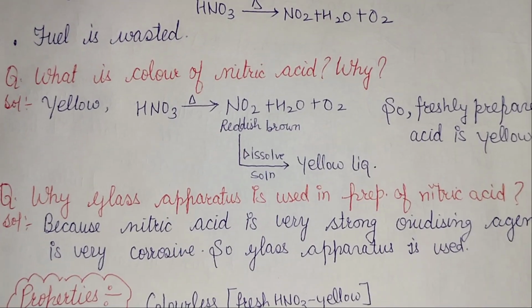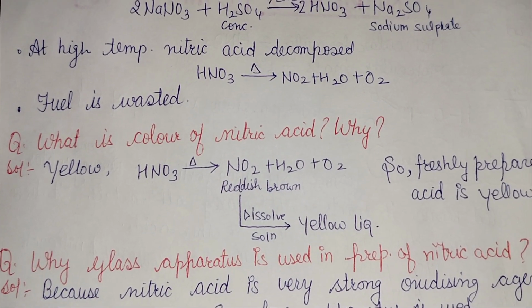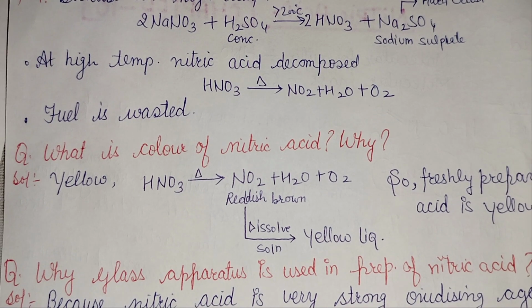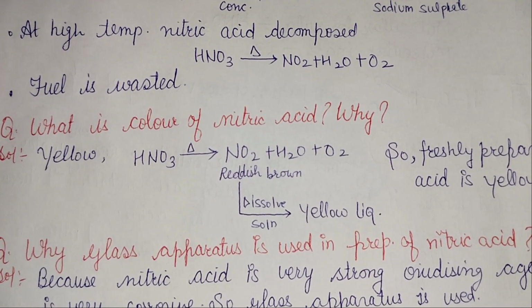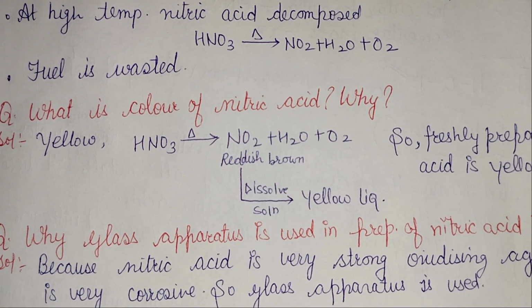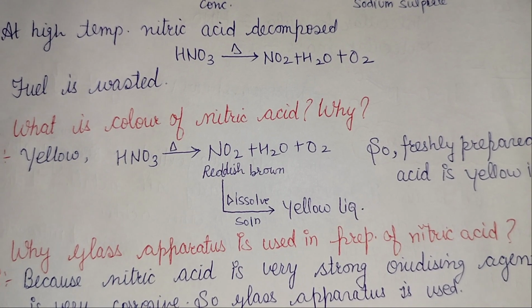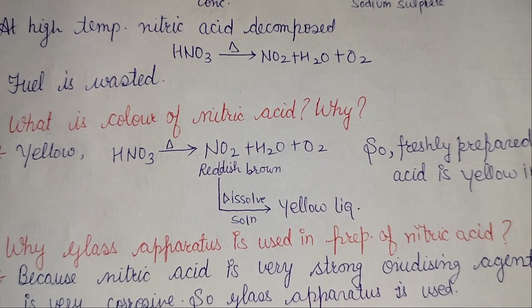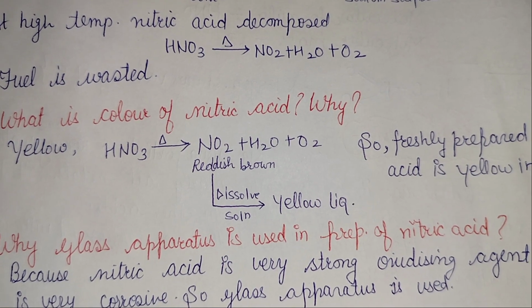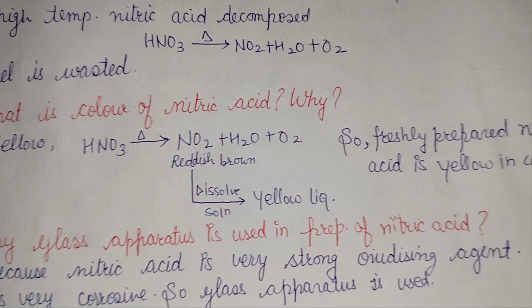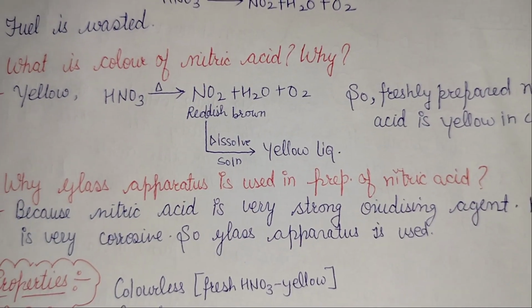Then the next one: we all know that nitric acid is colorless, then why is the color of freshly prepared nitric acid yellow? The reason is that nitric acid is decomposed, and nitrogen dioxide is reddish brown in color. It dissolves in the solution and leads to the formation of a yellow liquid. So freshly prepared nitric acid is yellow in color.